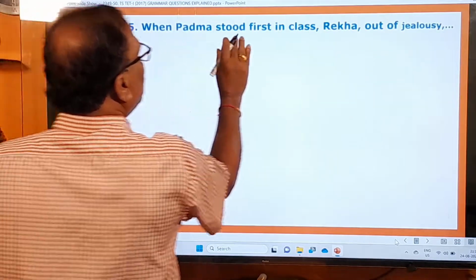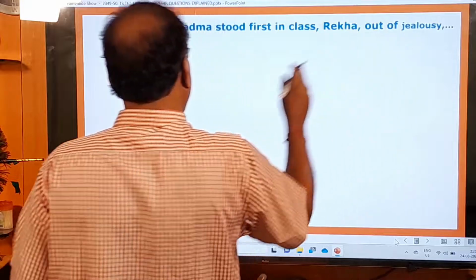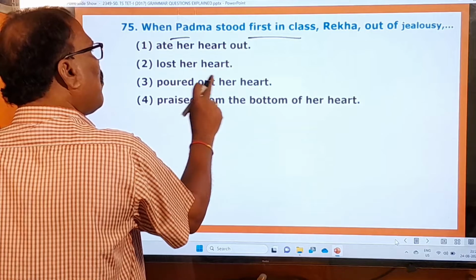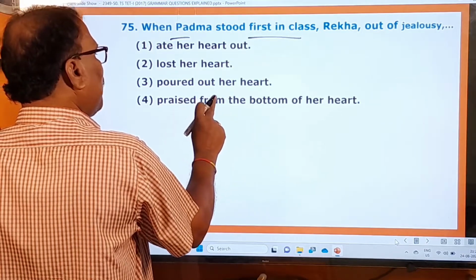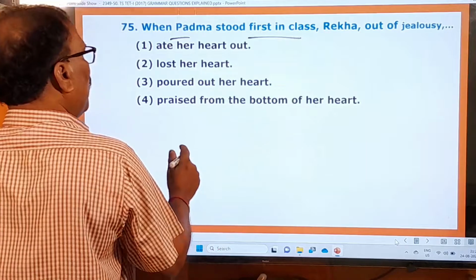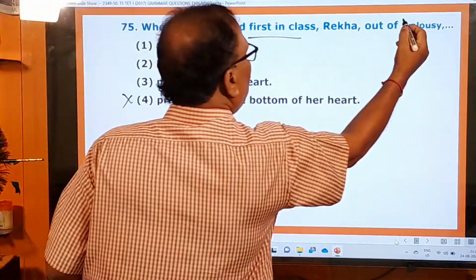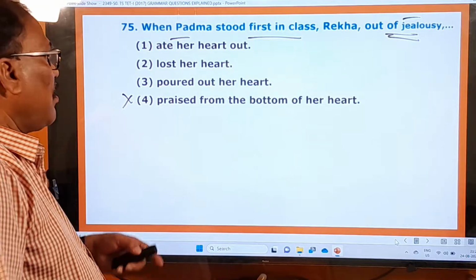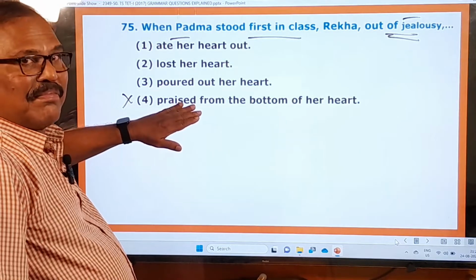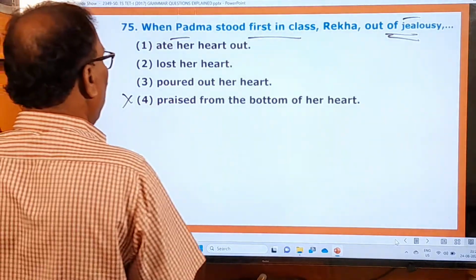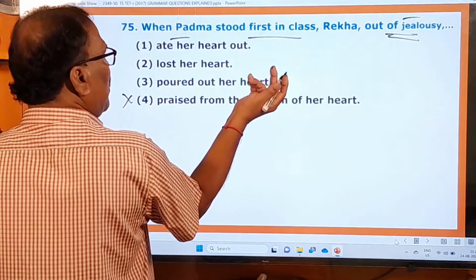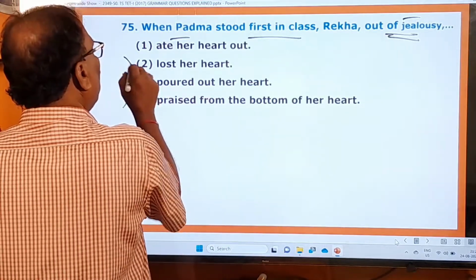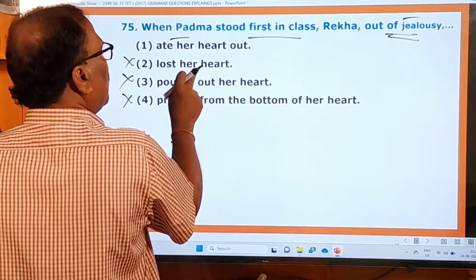75th one. When Padma stood first in class, Rekha, out of jealousy, what did she do? Ate her heart out, lost her heart, poured out her heart, praised from the bottom of her heart. Praised cannot be correct because a negative word is used there: out of jealousy, you don't praise her. So this is eliminated. Jealousy means envy; you don't pour out your heart. You don't lose heart either; lost heart means disappointed.